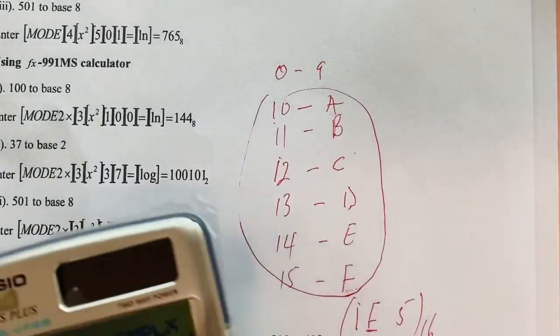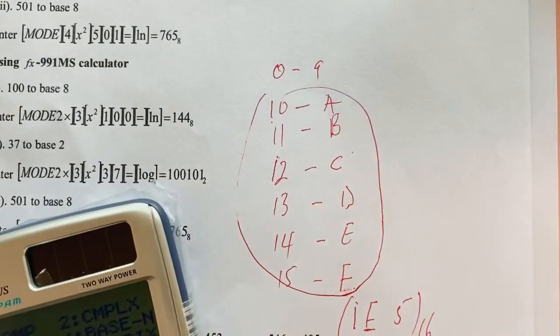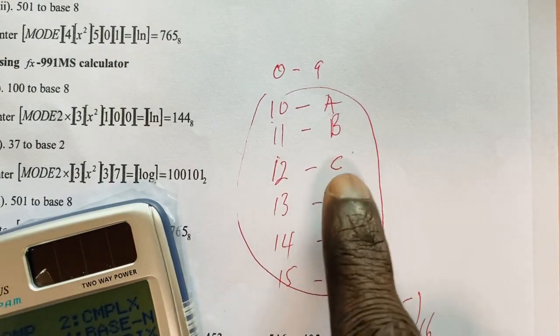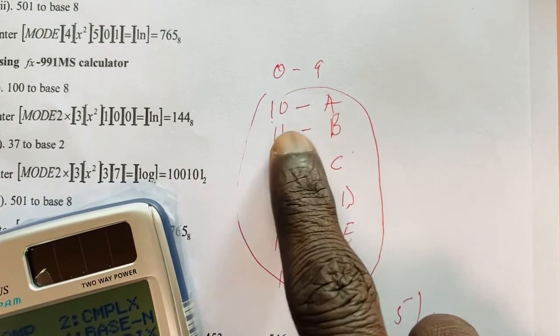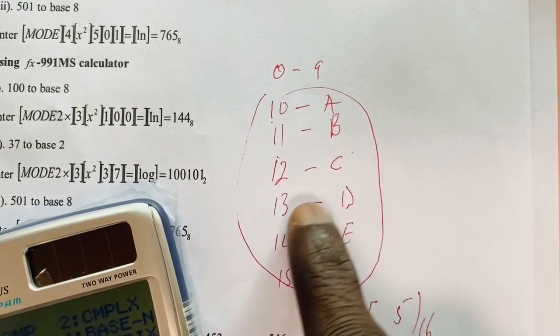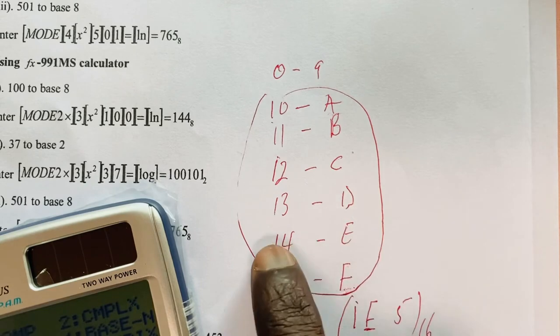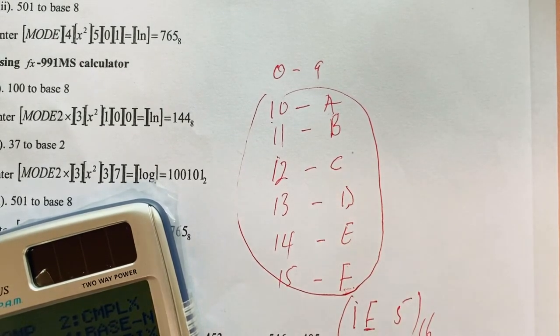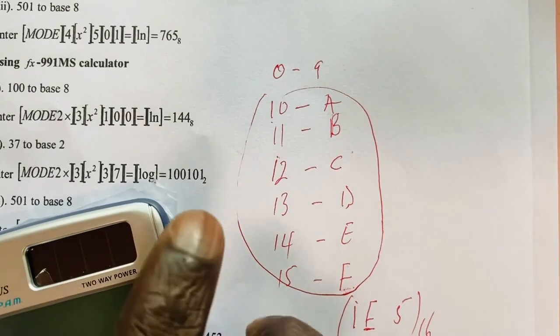And when you're changing to number base 16, which is the hexadecimal, don't forget that your 10 is A. 11 is B. 12 is C. 13 is D. And 14 is E. And 15 is F. There you can write it.